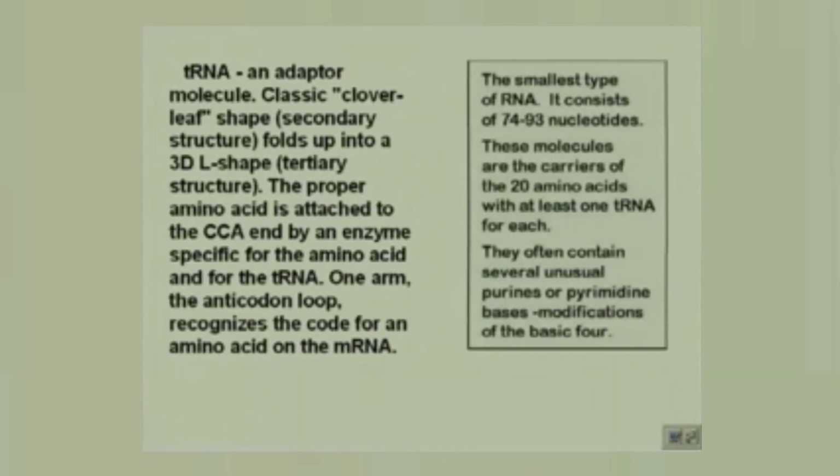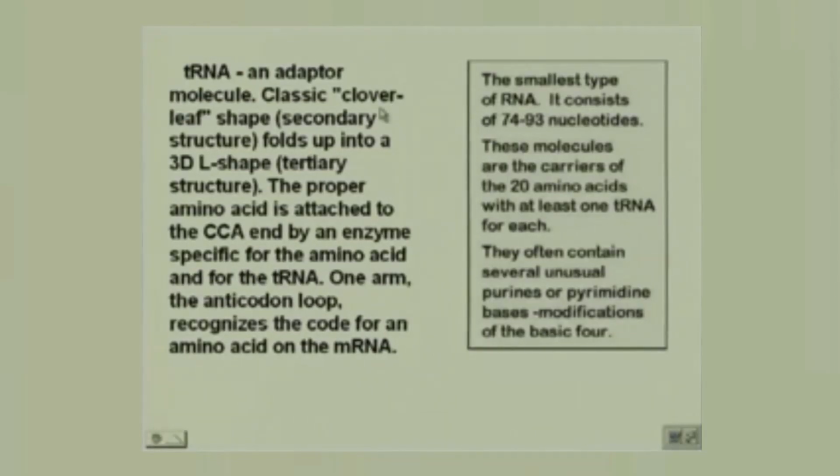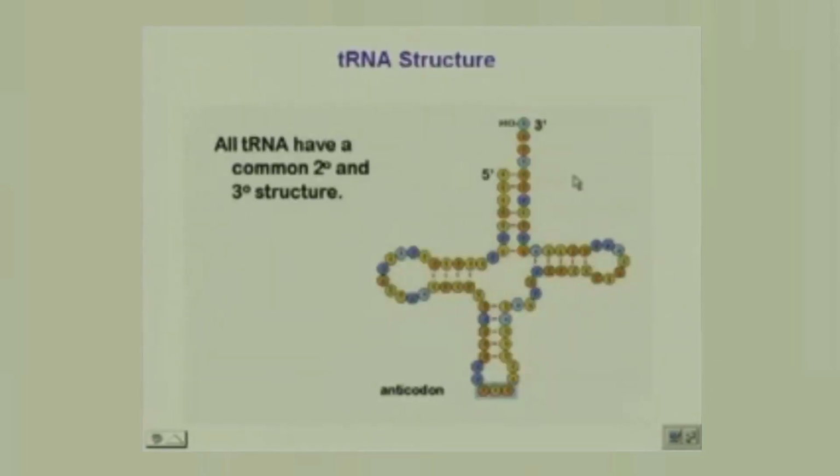The information present in the tRNA will tell us, from the genetic code, which amino acid it is supposed to bring to attach to the polypeptide chain. I'll show you that in a moment. So what we have here is the smallest type of RNA, the tRNA. It has its classic clover leaf structure. This clover leaf looks like this, with 1, 2, 3 leaves.